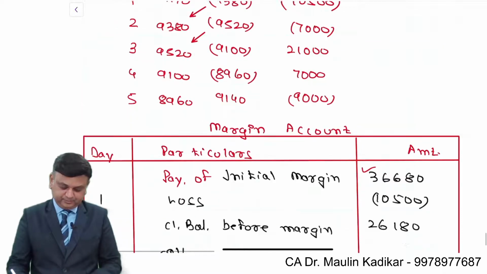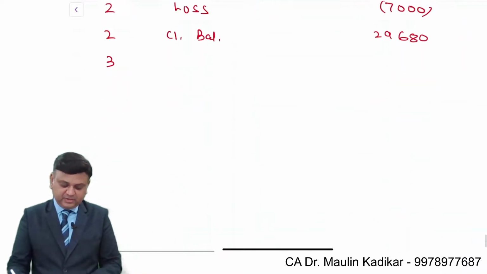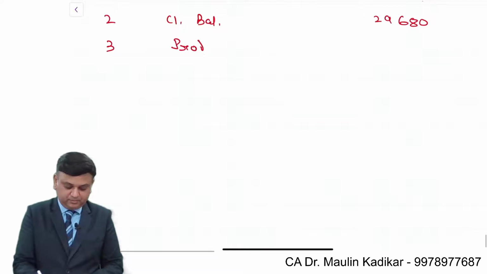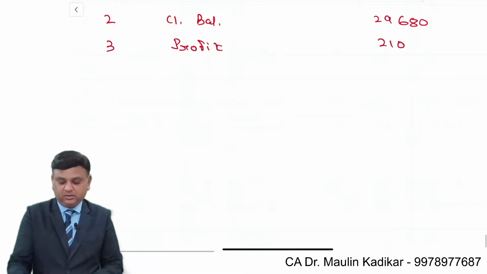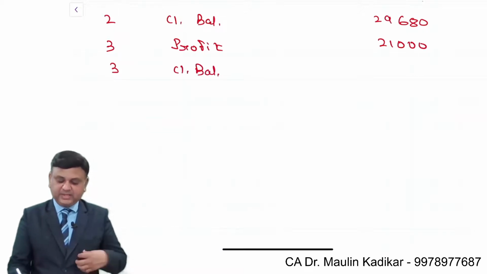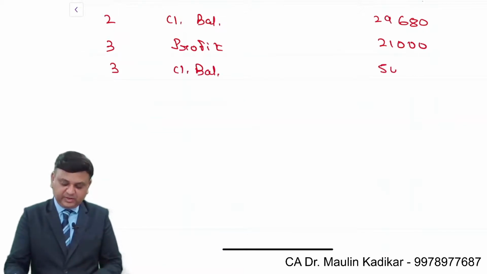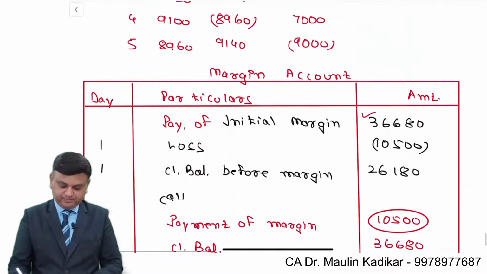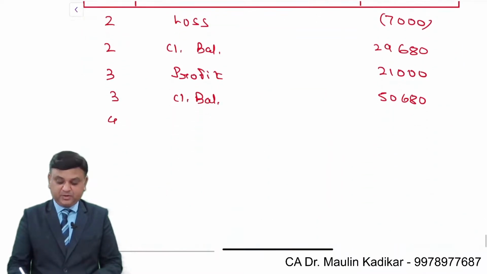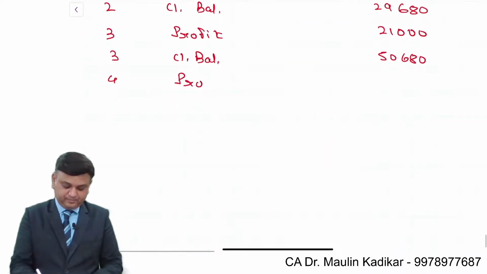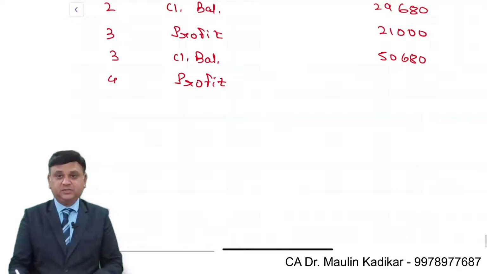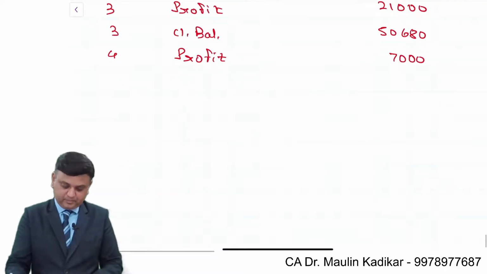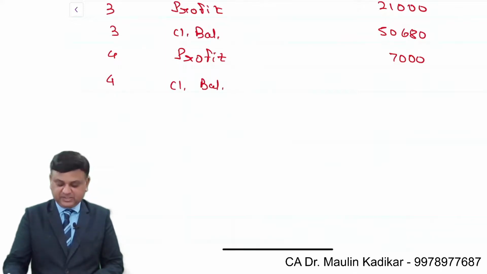On third, there is a profit of 21,000. So it is good. You can withdraw. You are not required to pay margin. So the closing balance is 50,680, I think. On fourth, again there is a profit of 7,000. So the closing balance is 57,680.